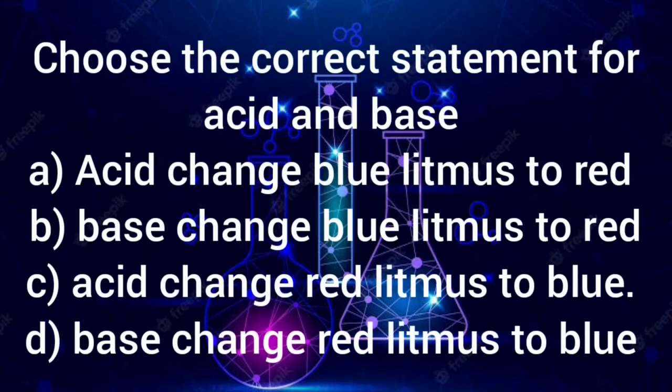Choose the correct statement for acid and base. Option A. Acid change blue litmus to red. Option B. Base change blue litmus to red. Option C. Acid change red litmus to blue. Or option D. Base change red litmus to blue. Your time start now.